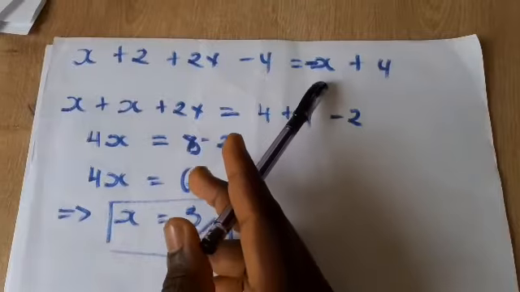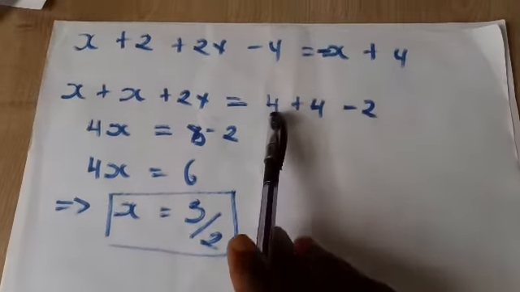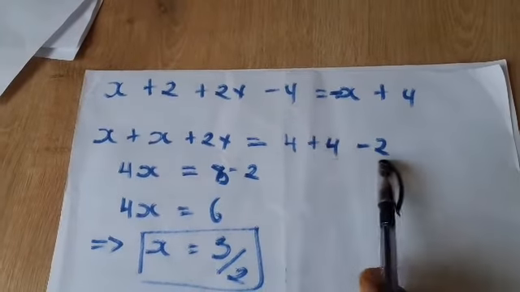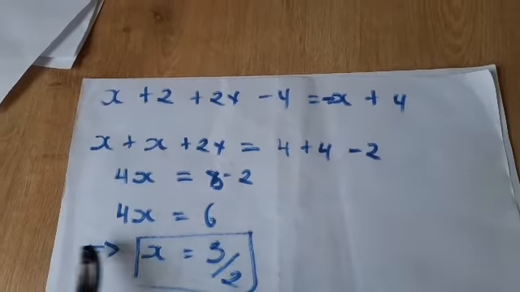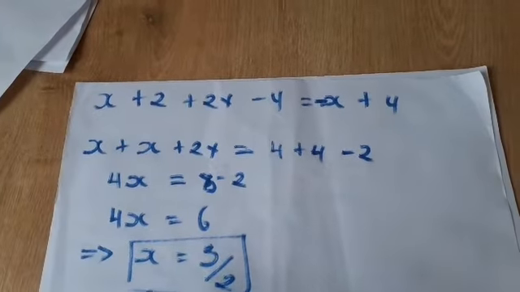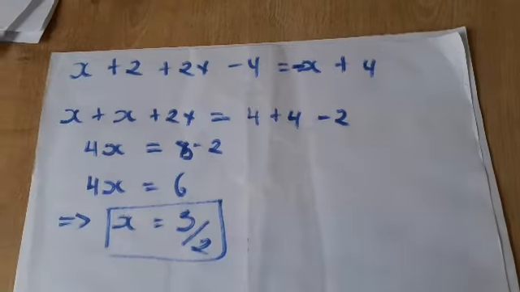And same here, if this x crosses this way, it becomes positive. Now, here we will have 4 plus 4 minus 2, which is 6, as you can see here. And here we have x plus 3x, which is 4x. So 4x equals to 6. It means x equals to 6 over 4, if you can see, and 6 over 4 is the same as 3 over 2.